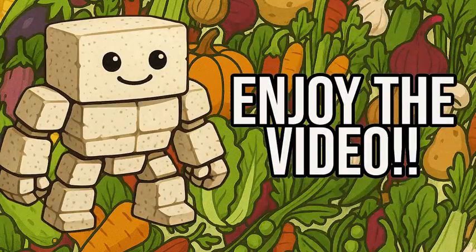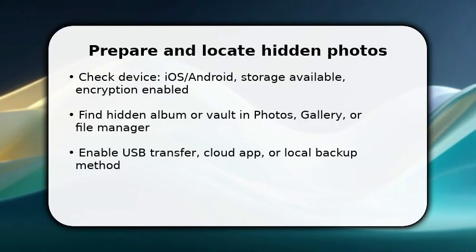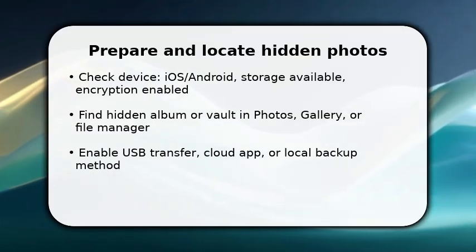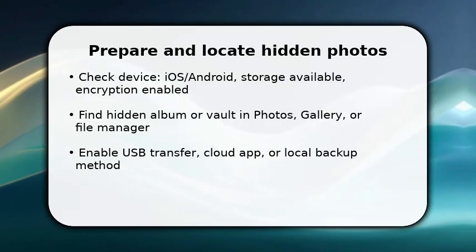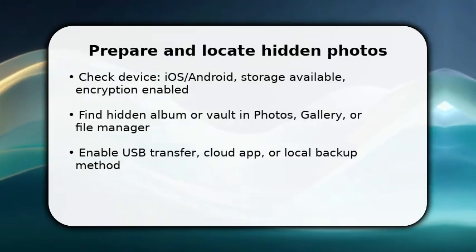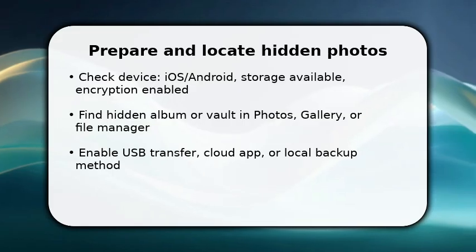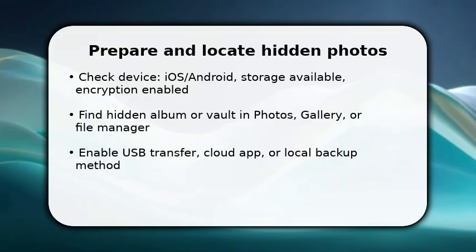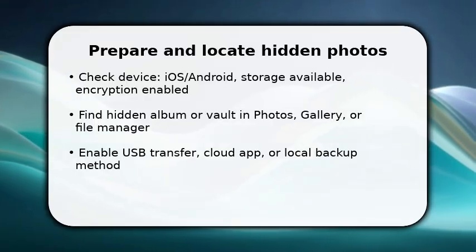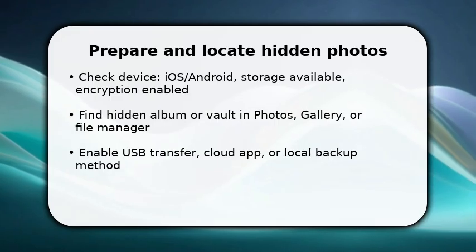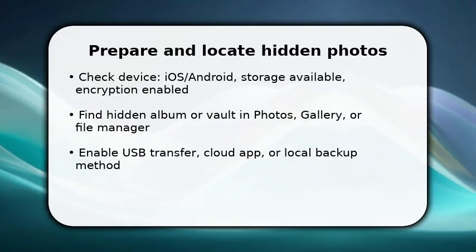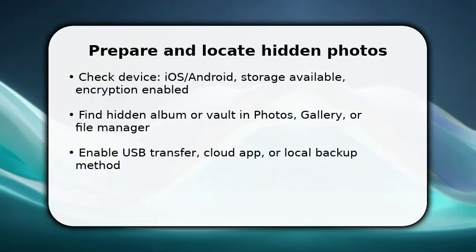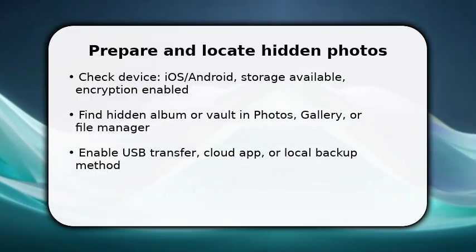Please enjoy the video. You start by locating the hidden photos and preparing a safe channel to move them. On iOS, open Photos and unhide or access the hidden album. On Android, use Gallery or a file manager to reveal no media folders. Once done, make sure you have enough storage and that encryption or a passcode won't block transfer. Choose your backup path now: cloud, local PC, or encrypted drive. This initial step prevents data loss and sets a clear route for a secure backup.